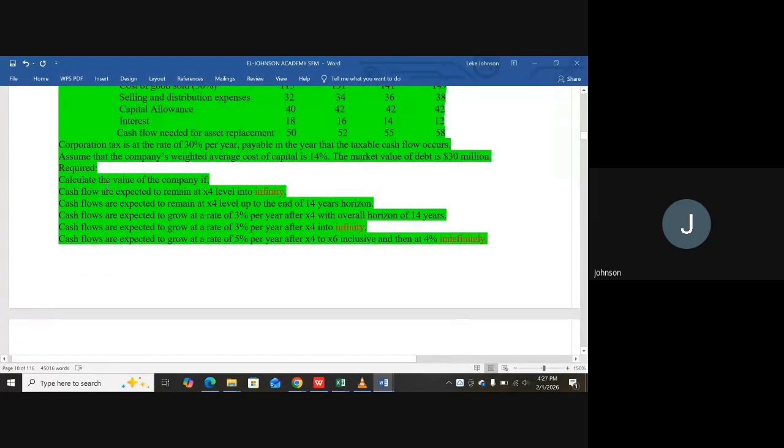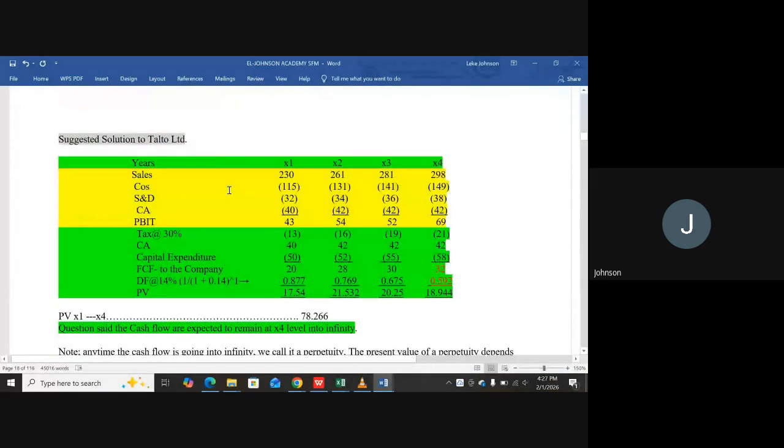Calculate the value of the company if, number 1, cash flows are expected to remain at year 4 level into infinity. So let's assume the cash flow in year 4 is about 700. That 700 now remains the same. So year 4, 700, year 5, 700, year 6, 700, year 7, so on into infinity. Cash flows remain the same into infinity. So whenever cash flow remains the same into infinity, with no ending, something is calling us.